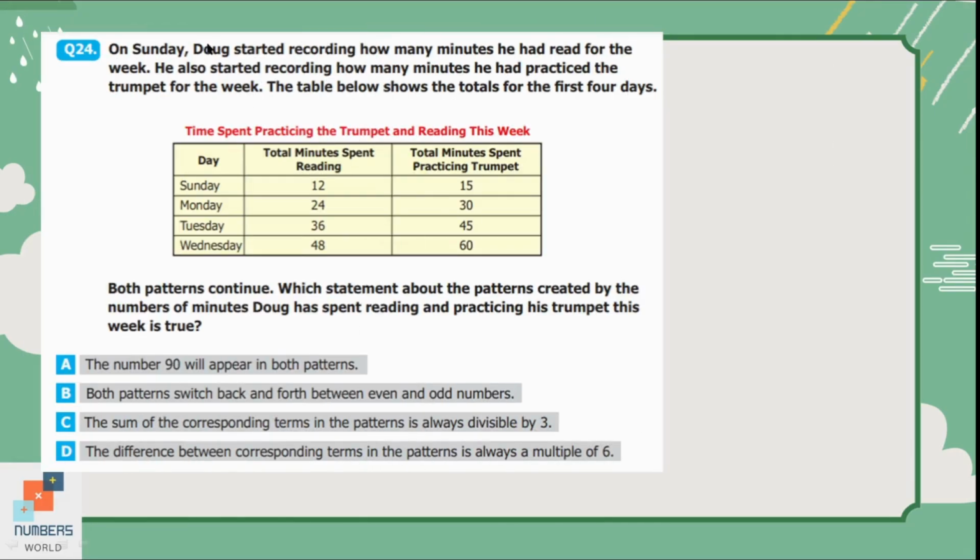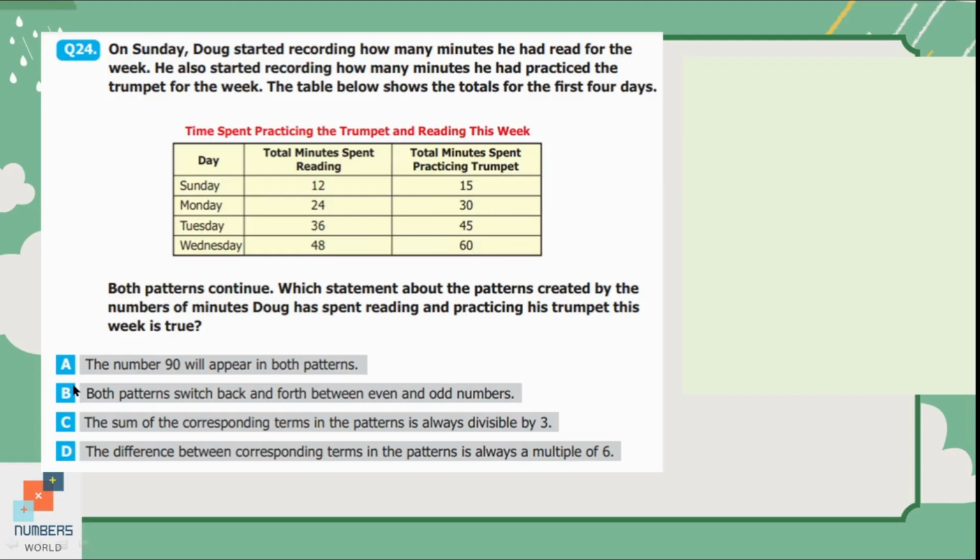Question number 24. On Sunday, Dog started recording how many minutes he had read for the week. He also started recording how many minutes he had practiced the trumpet for the week. The table below shows the totals for the first 4 days. Both patterns continue. Which statement about the patterns created by the numbers of minutes Dog has spent reading and practicing his trumpet this week is true? So we can see two patterns given in the tables. Like in total minutes spent on reading, there is a pattern of adding 12 to the previous number to get the next one. So it's a table of 12. And the total minutes spent practicing trumpet, there is a table of 15.